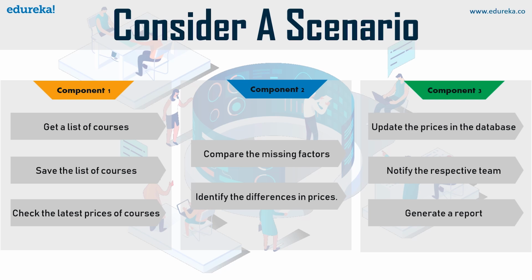That is, the first transaction is to basically get a list of courses to which we want to compare the prices. After that, the second transaction will basically save the list of courses, and the third transaction will basically check the latest prices of the courses.